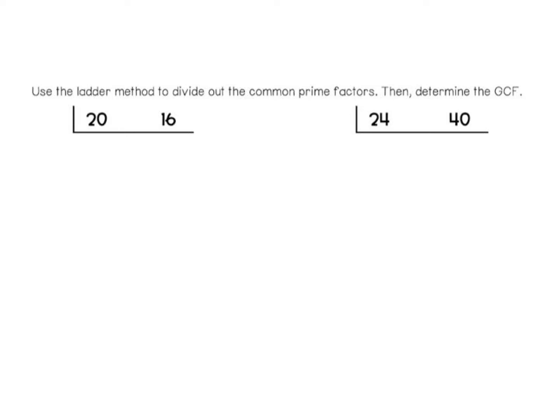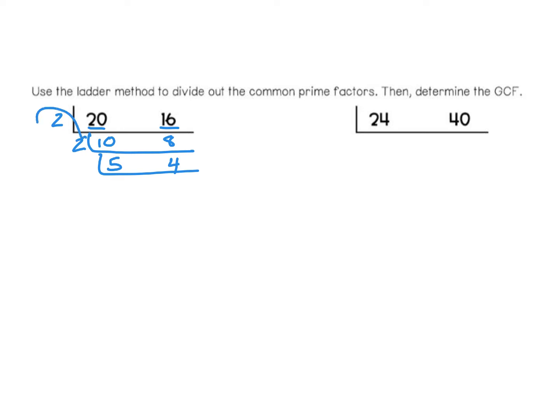Another method we can use is called the ladder method. I call it the upside down stairs method because it looks like upside down stairs. What you do is divide out a number that can divide both of the two numbers you were given. So I could divide both of these by 2, and I'd get 10 and 8 as the result. I could divide both of those by 2, and I get 5 and 4 as the result. I cannot divide anymore. I'm done. There's nothing else that divides 5 and 4.